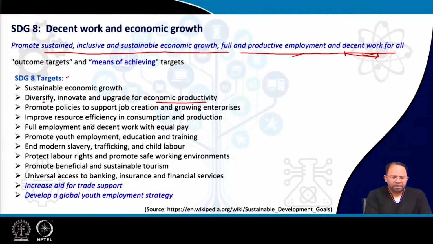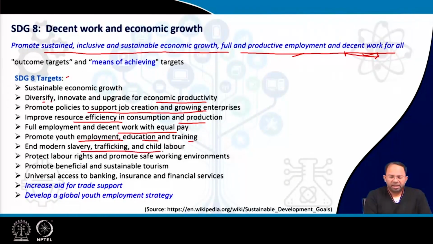Now, in addition to that, there has to be promotion of policies to support job creation and growing enterprises, improving resource efficiency in consumption and production, full employment and decent work with equal pay for both genders, promote youth employment, education and training. So not only employment, it has to come via, of course, we have to provide education as well as training so that they are gainfully employed.